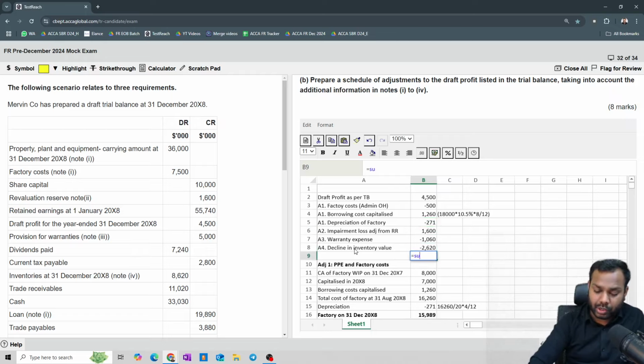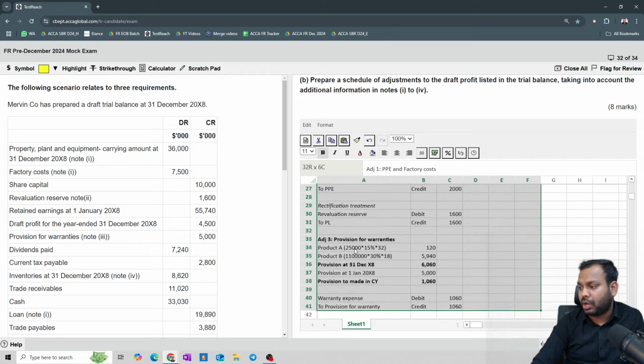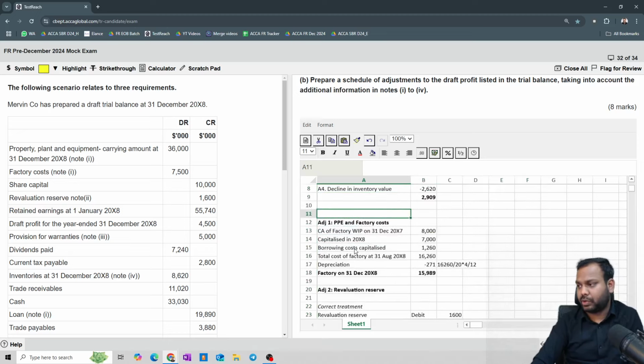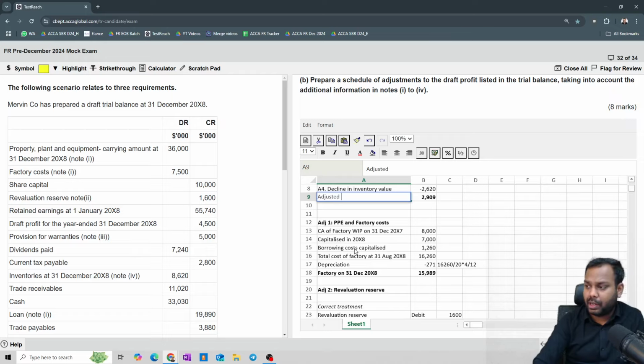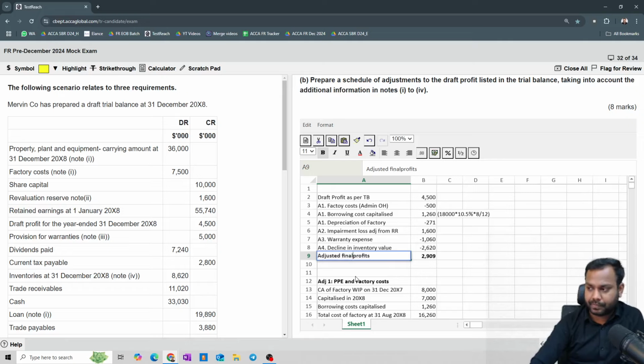Now what is the total sum of it? It is 2909. So this is called your adjusted profit. I will insert two lines. Okay, so this is called adjusted profit after considering note number 1, 2, 3 and 4. This is your adjusted final profit. Is that clear, everyone? Tell me, guys.